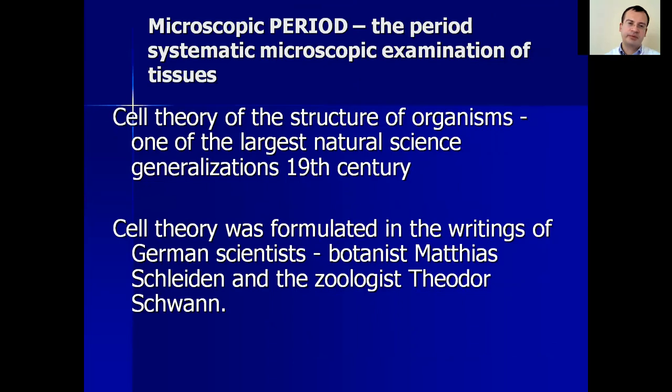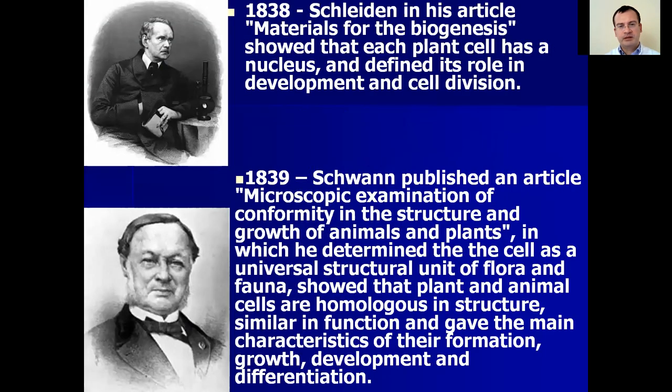Microscopic period. The period of systematic microscopic examination of tissues. Cell theory of the structure of organisms is one of the largest natural science generalizations of the 19th century. Cell theory was formulated in the writings of the German scientists, botanist Matthias Schleiden and zoologist Theodor Schwann. Schleiden, in his article Materials for the Phytogenesis, showed that each plant cell has a nucleus and defined its role in development and cell division.